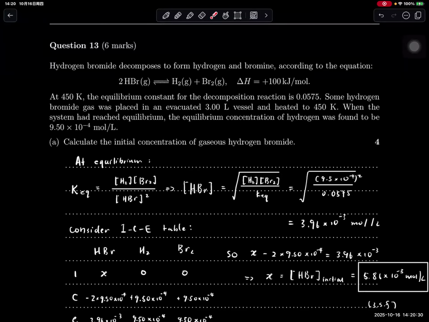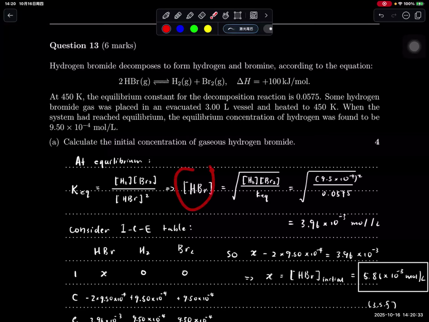First of all, we can calculate the equilibrium concentration for hydrogen bromide. It tells you the equilibrium concentration for hydrogen gas, and because the reaction forms hydrogen gas and bromine gas in the same molar ratio, hydrogen gas and bromine gas should have the same concentrations at the end. You can use that at equilibrium to calculate the equilibrium concentration for your reactant, HBr. Rearrange from your equilibrium constant expression, and you should get the concentration for HBr at equilibrium equal to 3.96 times 10 to the power of -3. Make sure to keep track of all the concentrations, divided by the volume as well, and taking square roots.